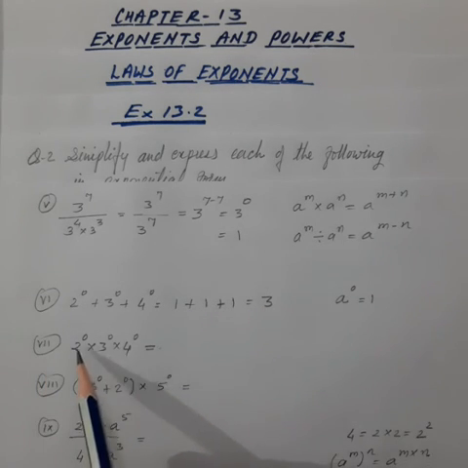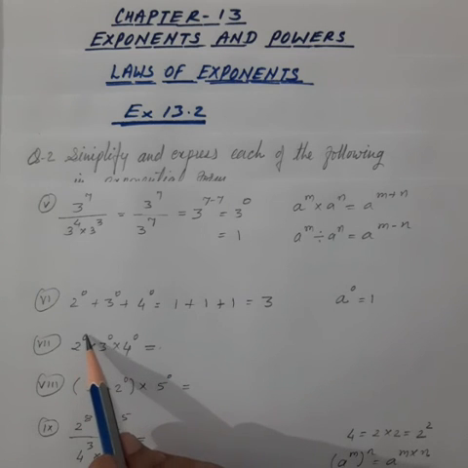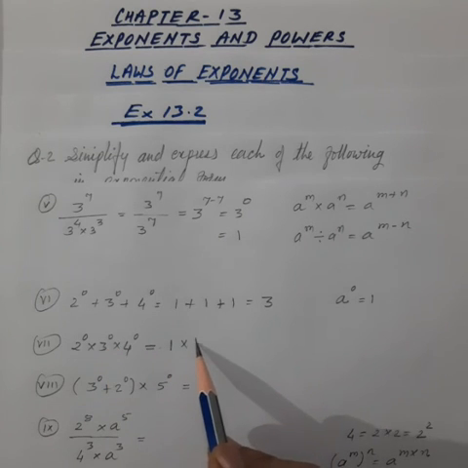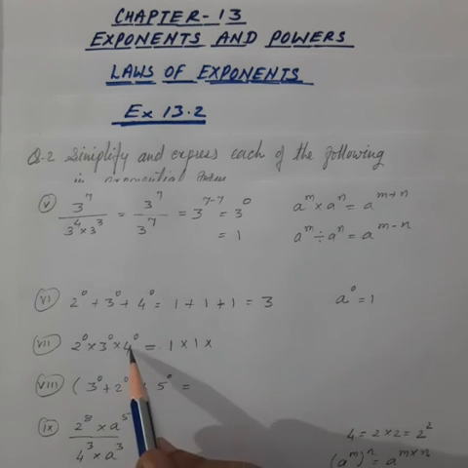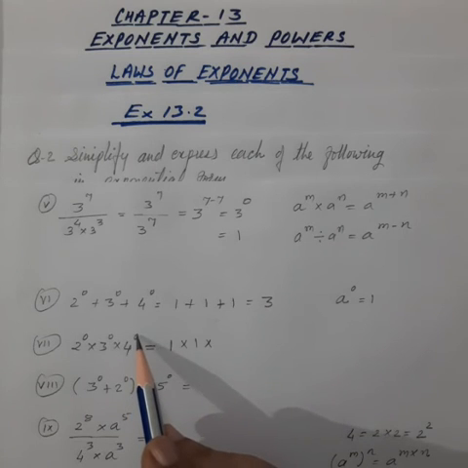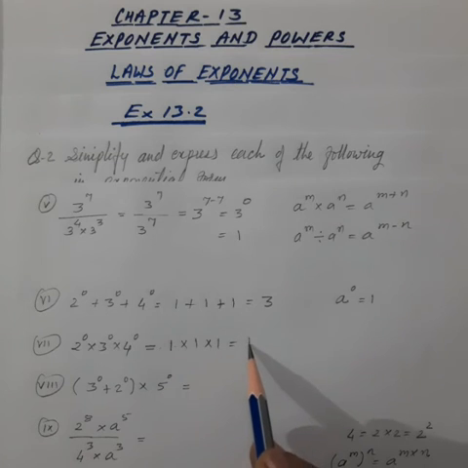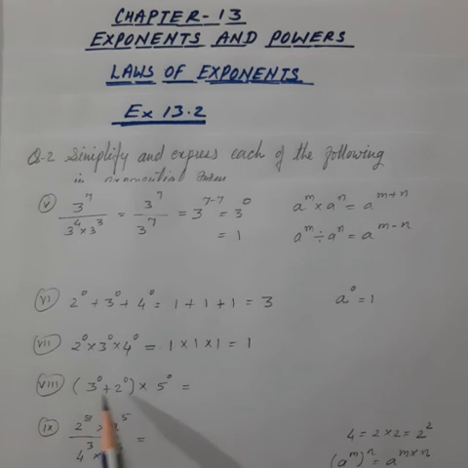7th. Again here the value of 2 raised to the power 0 is 1, into the value of 3 raised to the power 0 is 1. And again the value of 4 to the power 0 is 1. 1 into 1 into 1, 1. 8th. Solve the bracket first.